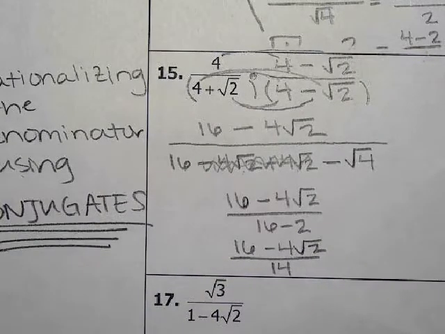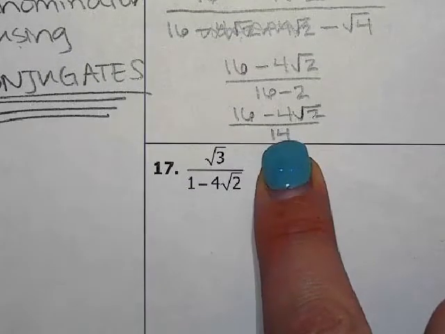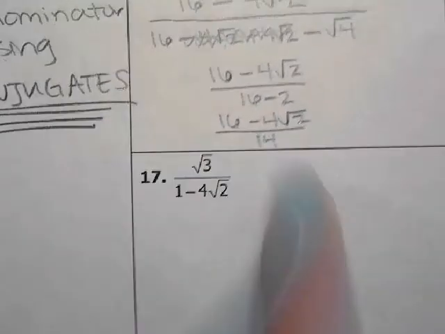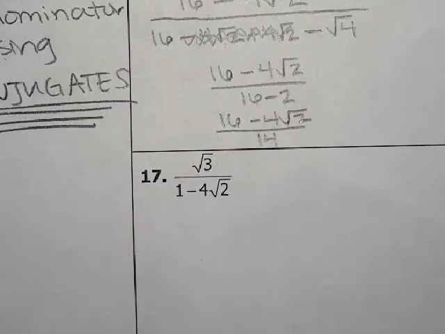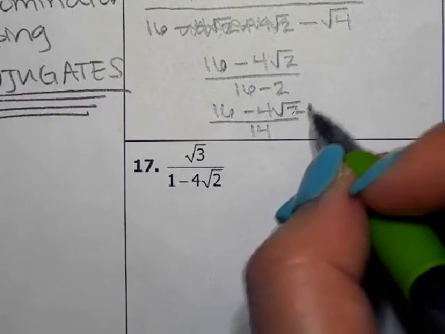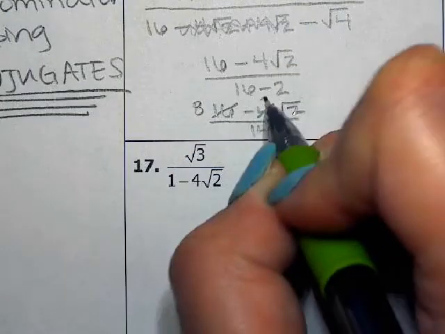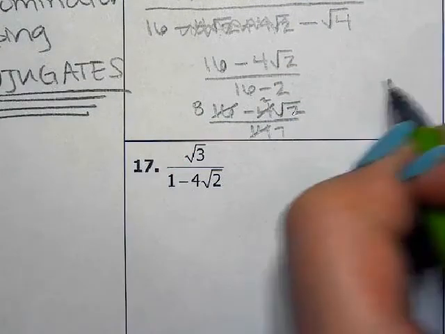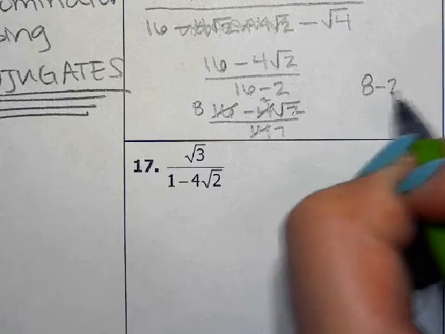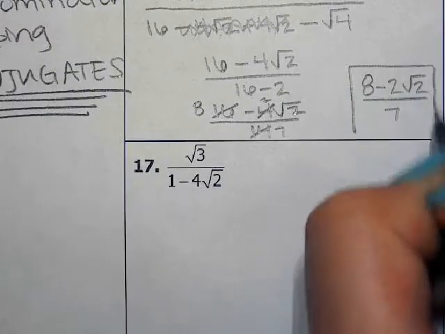Now we can go ahead and reduce these because 16, 4, and 14 are all divisible by 2. I'm not going to reduce the radical, I can't do that, but I can reduce everything else. So 8 minus 2 root 2 over 7.